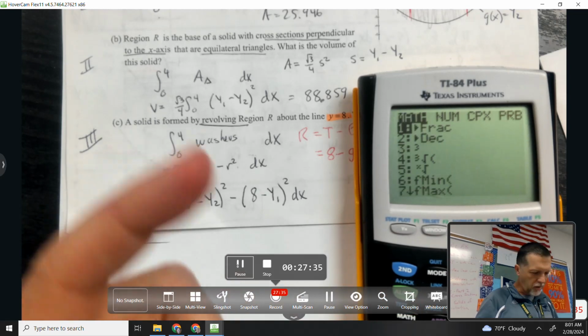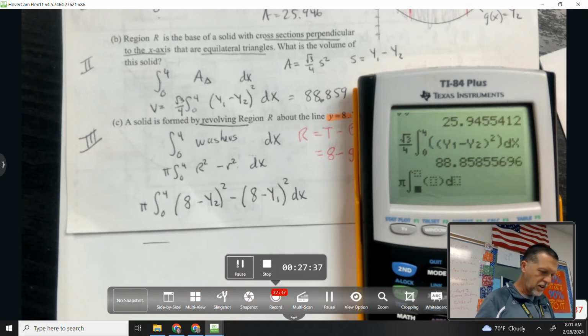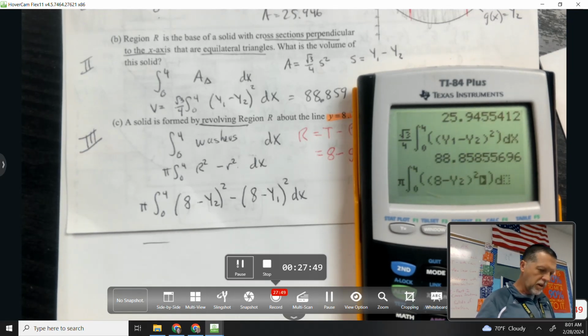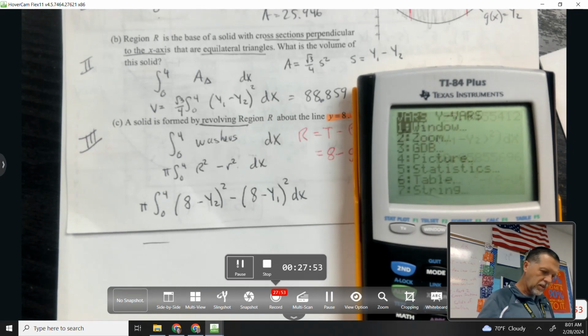Pi out front just to make it easier. 0 to 4 parentheses 8 minus, whoops, that one's supposed to be y2. 8 minus y2 squared minus 8 minus y1 squared.